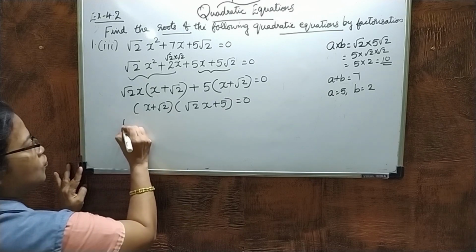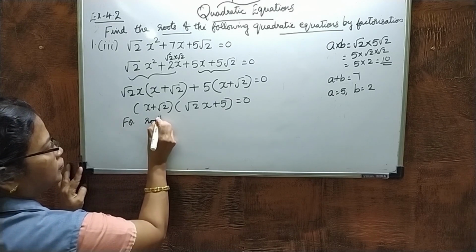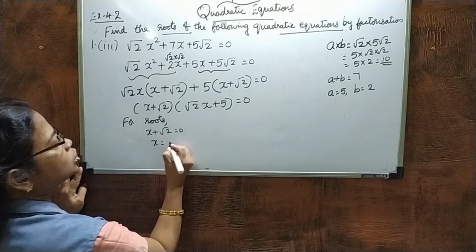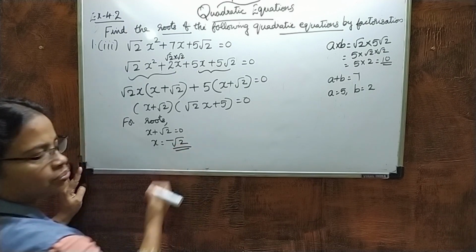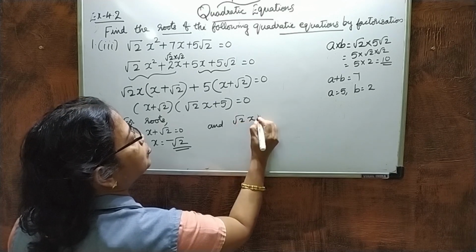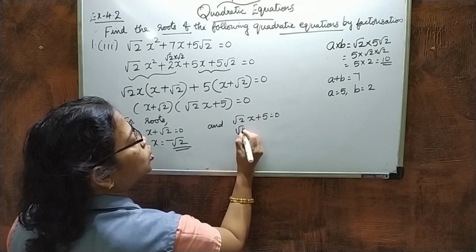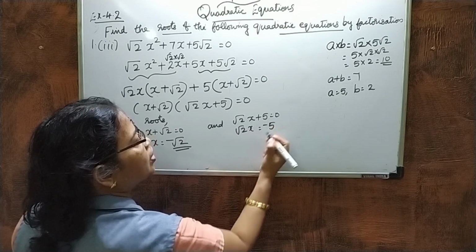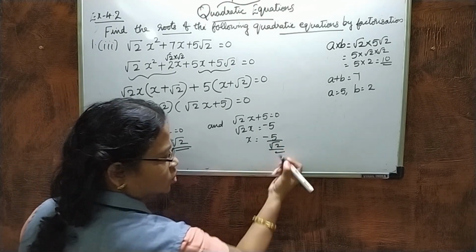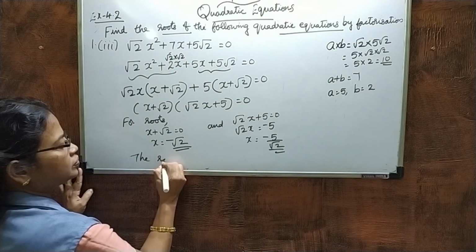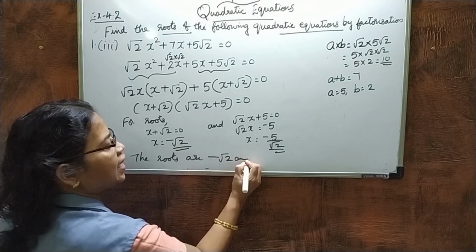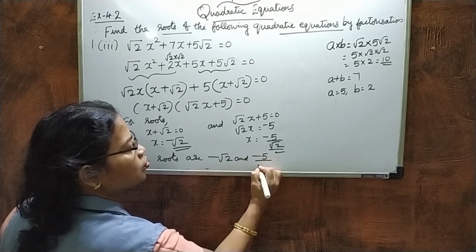Then what is the next step? For roots: x plus root 2 equal to 0, x is equal to negative root 2. What is the next one? And root 2x plus 5 equal to 0, root 2x is equal to negative 5, x is equal to negative 5 by root 2. So the roots are negative root 2 and negative 5 by root 2.